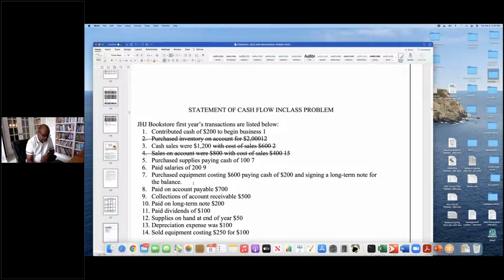I thought we said this is an 8, 12 a while back. Didn't we used to say that? Oh, okay. Paid on accounts payable. That's an 8. 8, so we leave it. Collection of accounts receivable. That's a 3. 3, so we keep it.